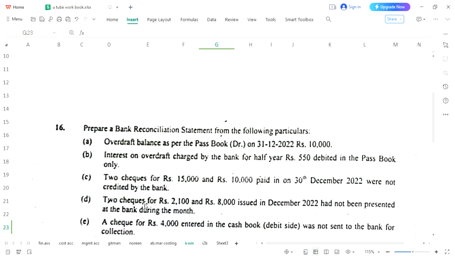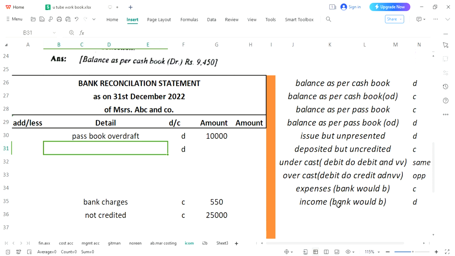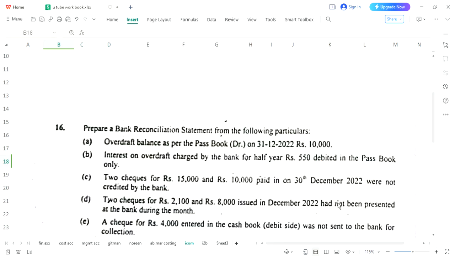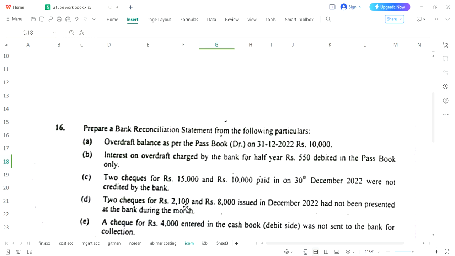Then the next entry, again two checks issued. When we have issued checks, we see how many checks are unpresented, not presented. Look at here, the direct word has been given, not presented, and not presented would be written on the debit side. So here you will write not presented. And how much amount? There are two checks, 8,000 and 2,100. So we have got unpresented amount 8,000 and 2,100.